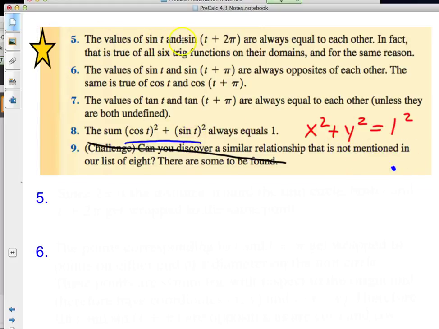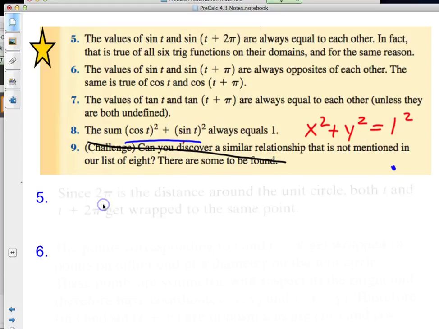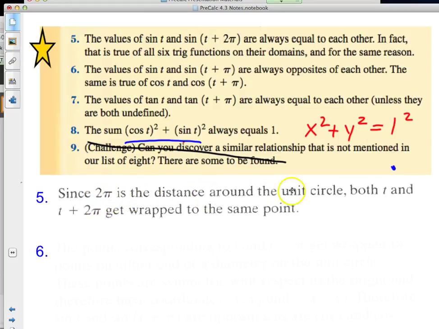The values of sine t and sine t plus 2 pi, remember that's a full revolution, are always equal to each other. In fact, that is true of all 6 functions on their domains and for the same reasons. Okay, and that same reason is that those are coterminal angles. Since 2 pi is the distance around the unit circle, both t and t plus 2 pi get wrapped to the same point. Okay, coterminal angles.